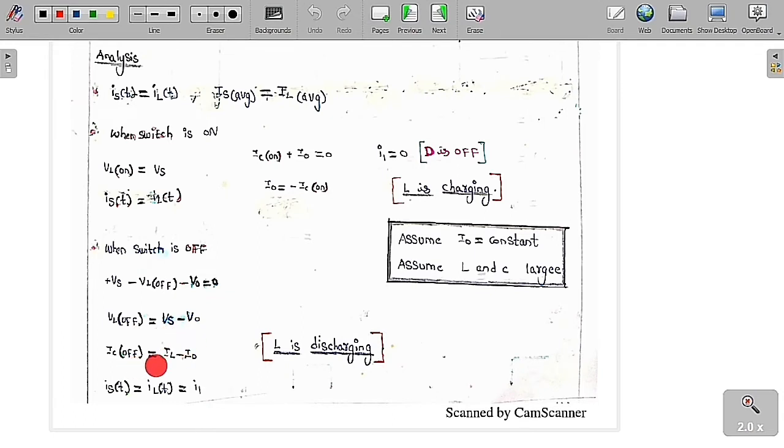Now the diode is conducting, so IL is equal to IC plus I naught. So IC off is equal to IL minus I naught. L is discharging. I already told you the source current is equal to the inductor current, which is equal to the diode current, which is I1.